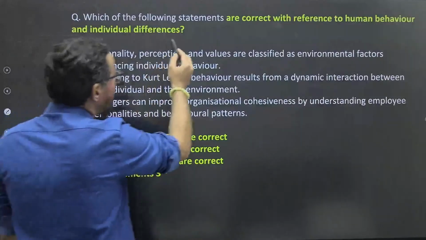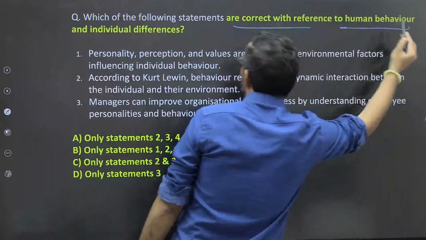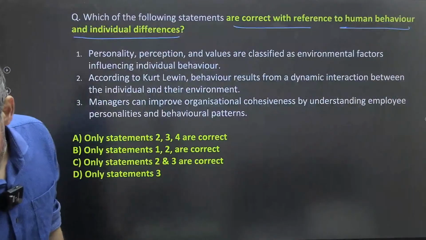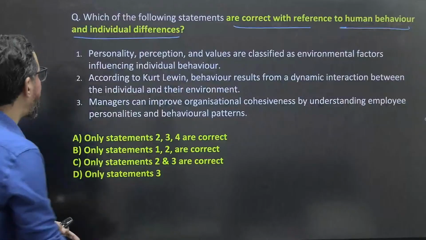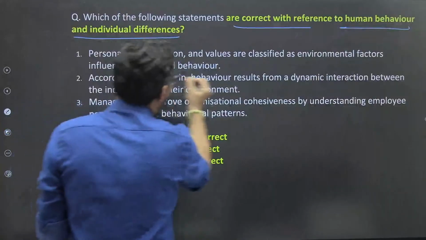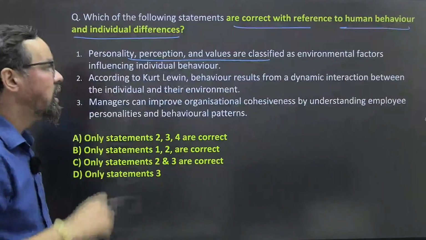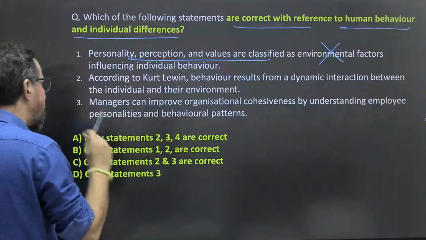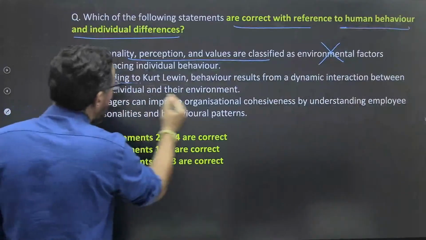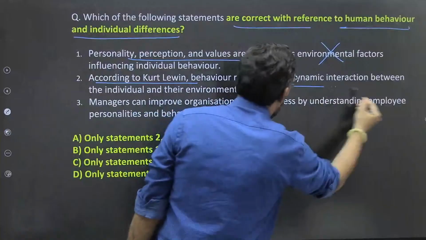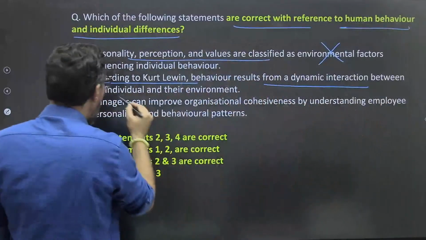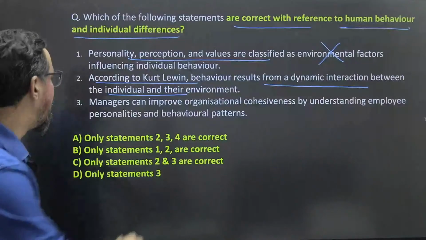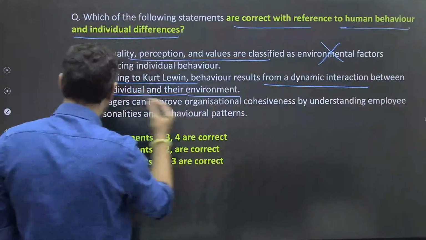Which of the following are correct with reference to human behaviors and individual differences? ठीक है, human behavior and individual differences. Personality, perception and values are classified as environmental factors. These are not environmental factors first of all. ठीक है, these are interpersonal areas. According to Kurt Lewin, behavior results from dynamic interaction between individuals and their environments. ठीक है, this is true.